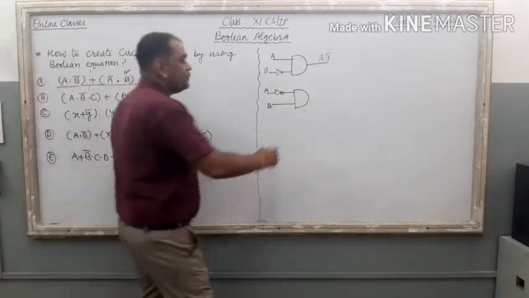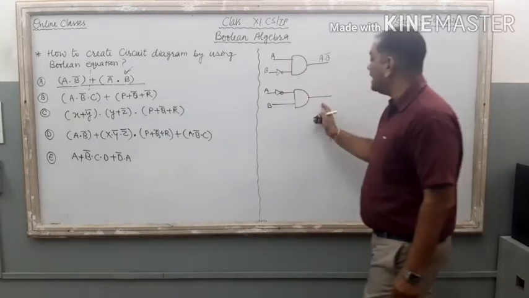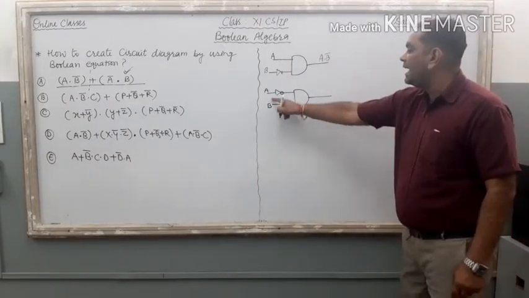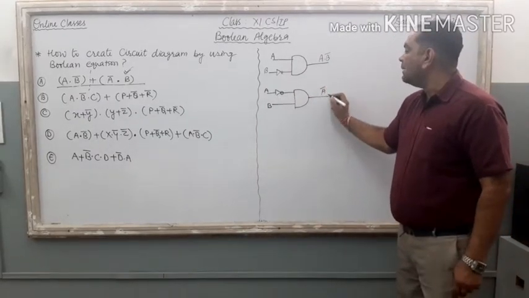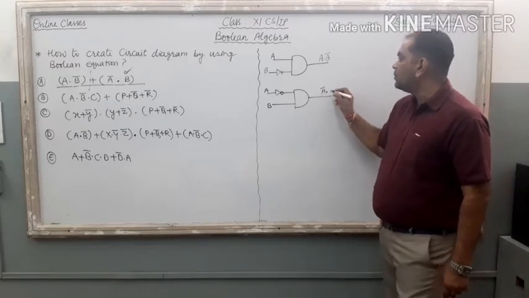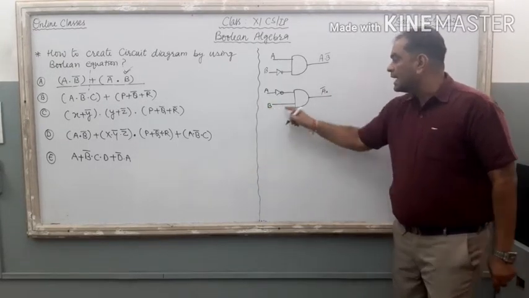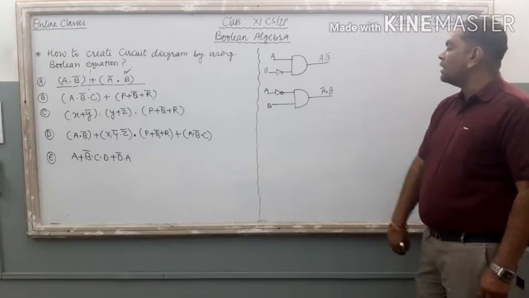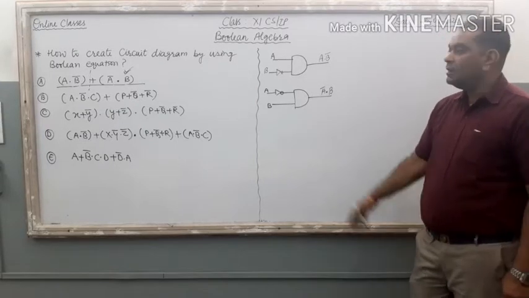And if you want to find the resulting equation of this gate, the first input is A bar, the AND gate is there, so I put the dot symbol over here. Then the second input is B. So A bar dot B. Right?